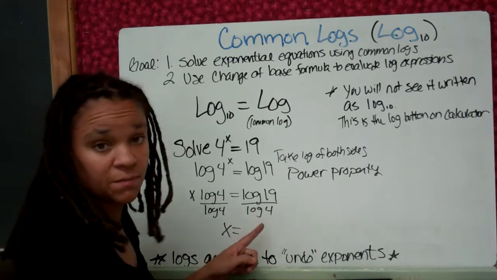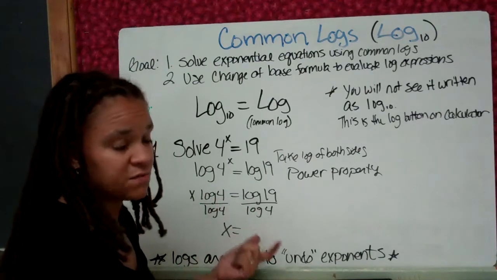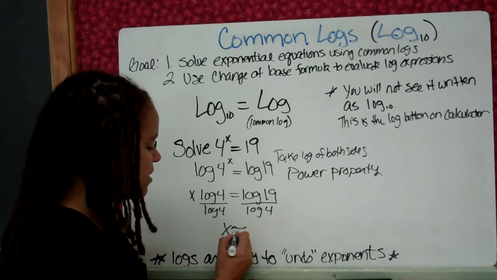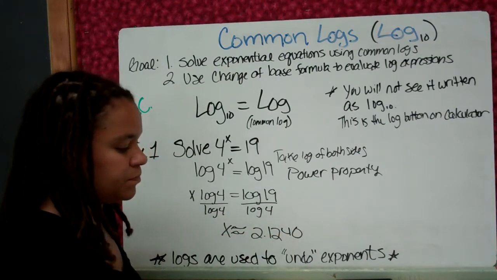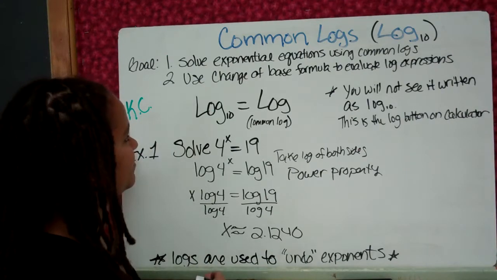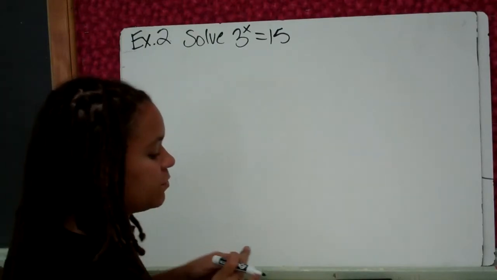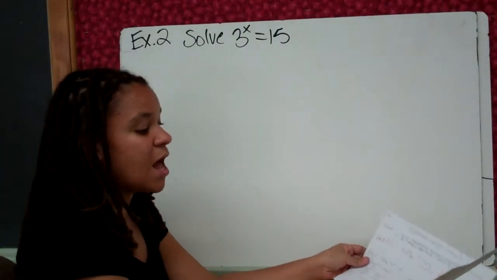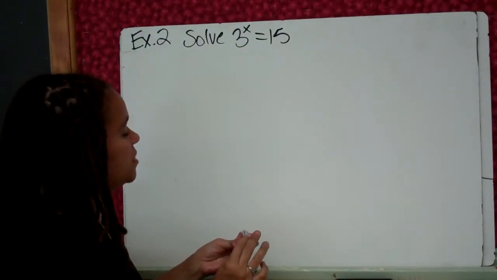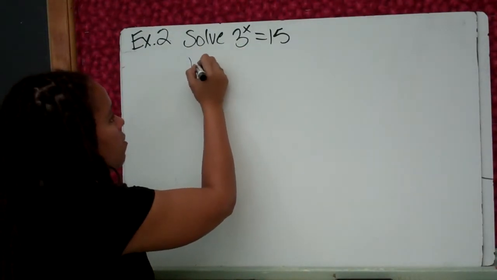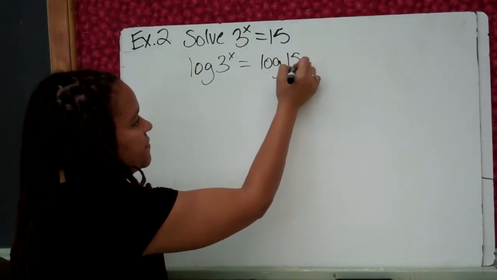And because I use log base 10, you can use your calculator. So take your calculator, log 19 divided by log 4, and you should get something around about 2.1240. All right, moving on. Let's solve 3 to the x is equal to 15. We don't know what x is, and the way we're going to get rid of that, bring that down, is taking the log of both sides. So let's take log of 3 to the x is equal to log of 15.